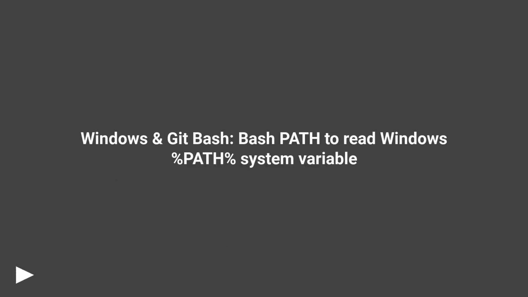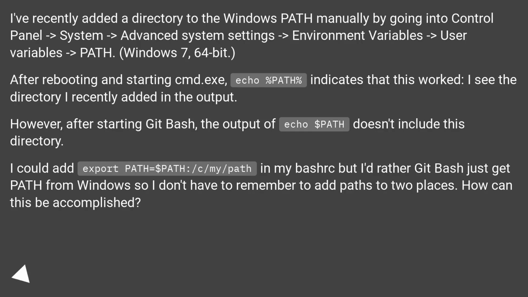Windows and Git Bash: how can Bash read the Windows %PATH% system variable? I've recently added a directory to the Windows path manually by going into Control Panel > System > Advanced System Settings > Environment Variables > User Variables > Path. Windows 7, 64-bit. After rebooting and starting cmd.exe, echo %path% indicates that this worked. I see the directory I recently added in the output.